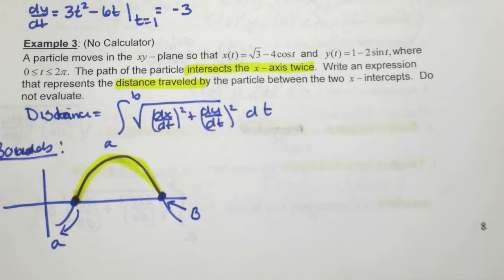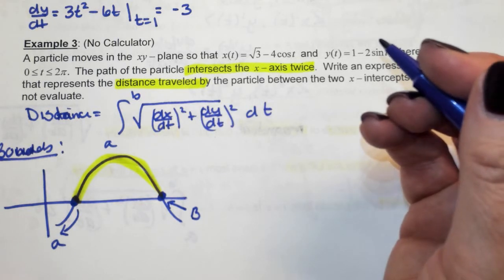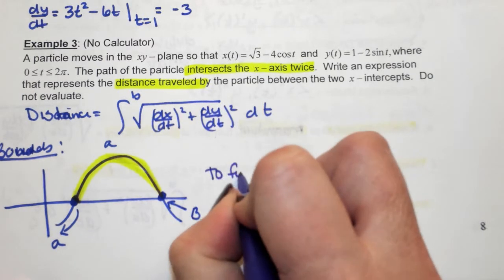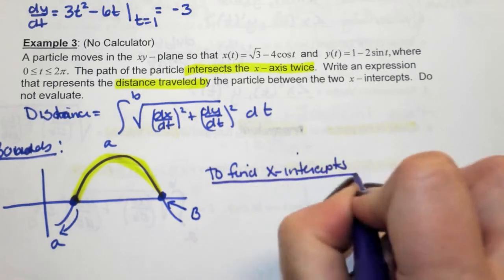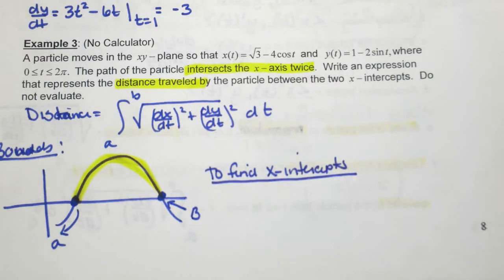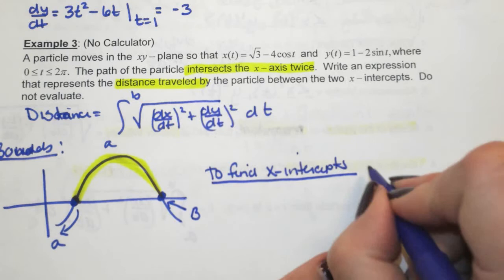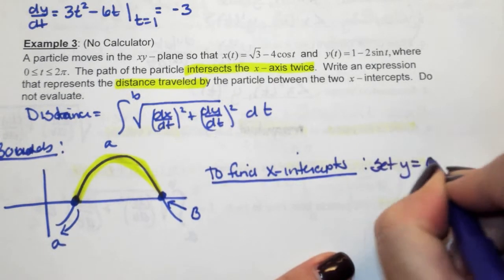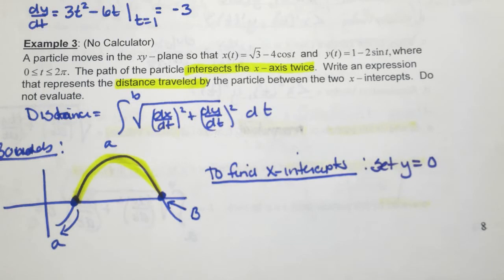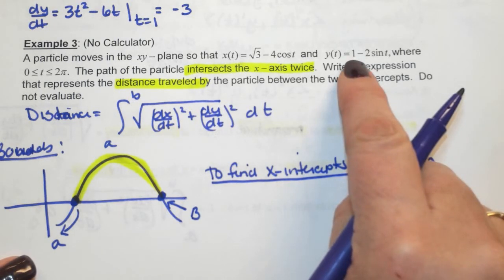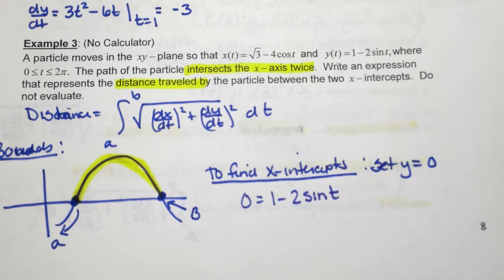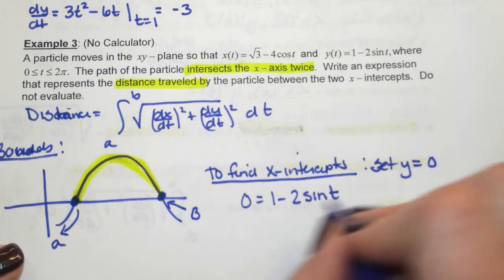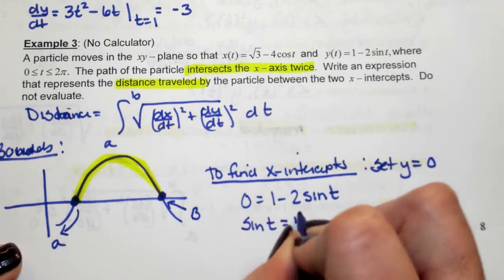So now the question is, this is not a calculator question, so I have to find the x-intercepts. This goes back, I don't care what kind of function. How do you always find x-intercepts? You set what? We set y equal to 0. So to find any x-intercept, we're going to set y equal to 0. So I've got my y of t equation, my 1 minus 2 sine t. So I'm going to have 0 equal to 1 minus 2 sine t. So subtract 1, divide by negative 2. So I want to find where sine t is equal to a half.